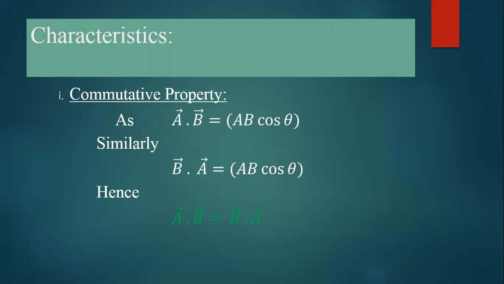यानी अगर हम इसका मल्टीप्लिकेशन ऑर्डर चेंज कर देते हैं तो रिजल्ट पे फर्क नहीं पड़ेगा. So A dot B is also equal to B dot A. Hence scalar product or dot product obeys commutative property. So this is first characteristic of scalar product.